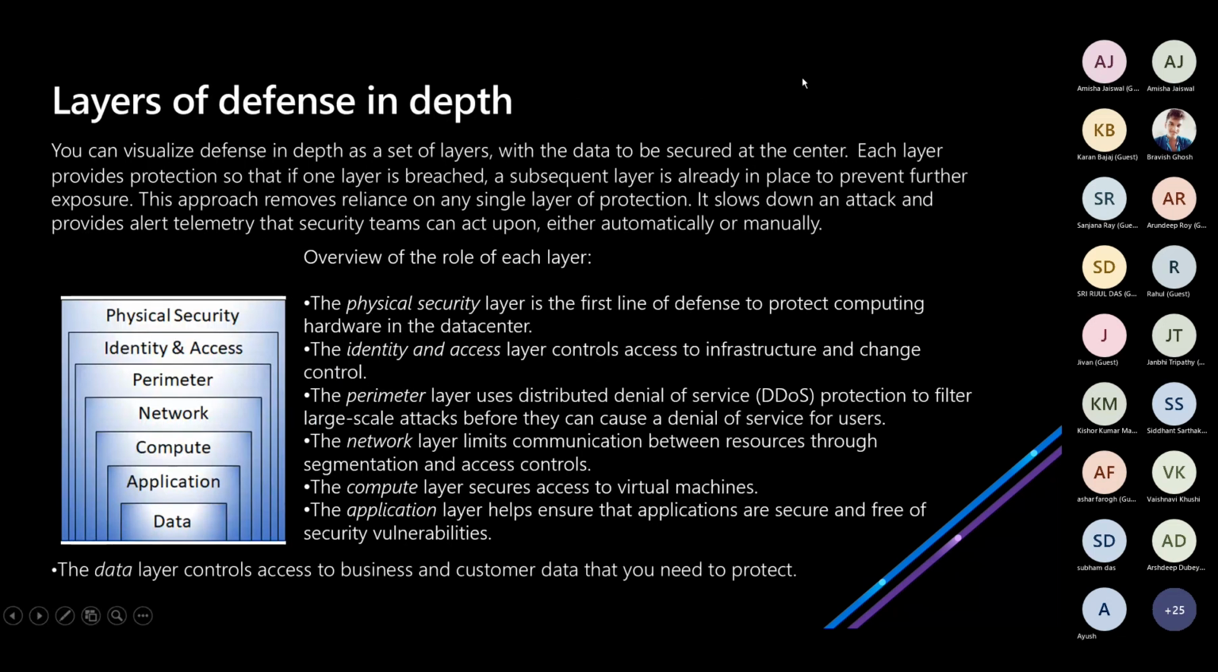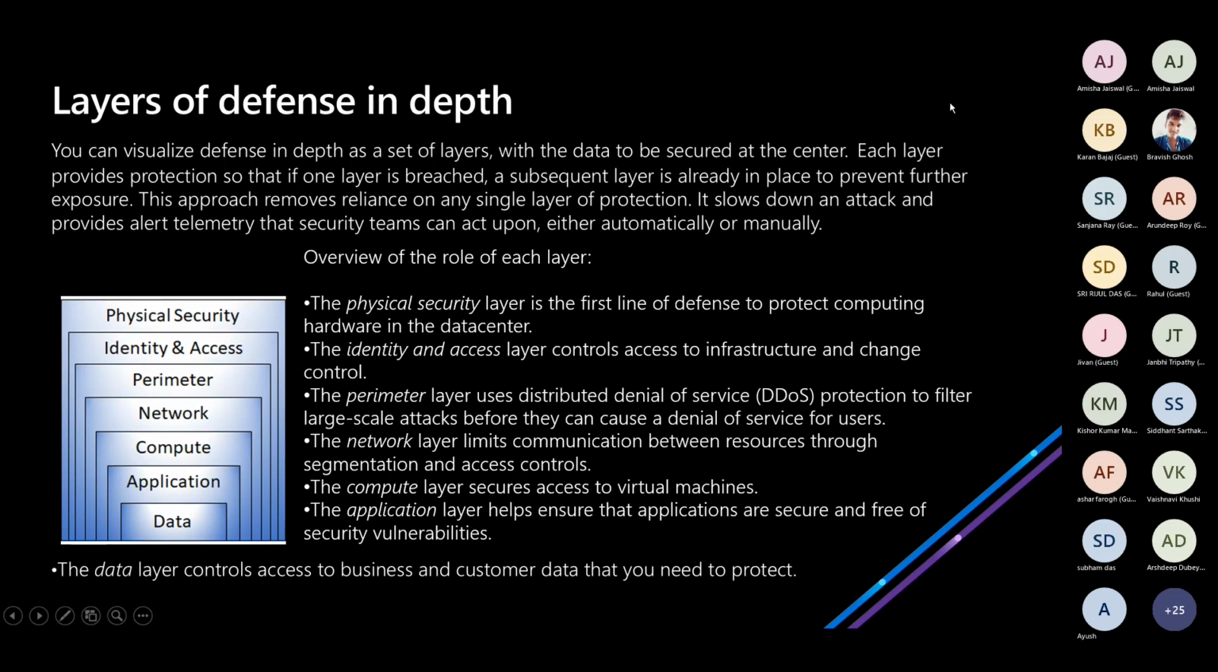Okay, so now we'll discuss the layers of defense in depth. You can visualize defense in depth as a set of layers with the data to be secured at the center. Each layer provides protection so that if one layer is breached, a subsequent layer is already in place to prevent further exposure. This approach removes reliance on any single layer of protection. It slows down an attack and provides alert telemetry that security teams can act upon, either automatically or manually.